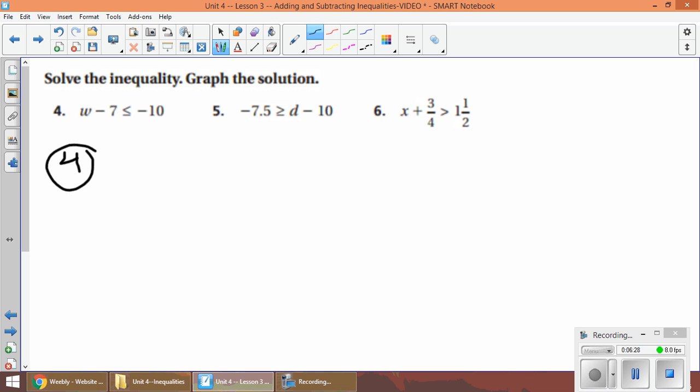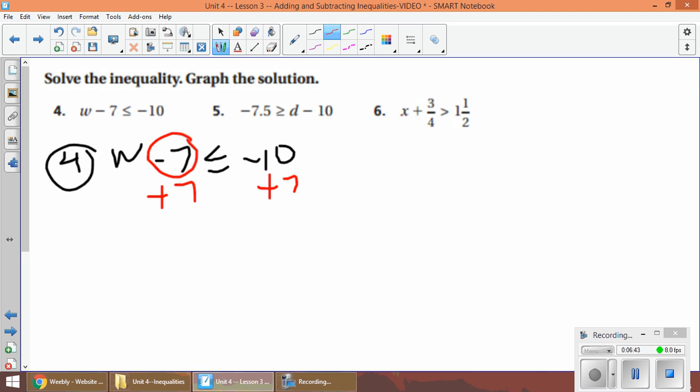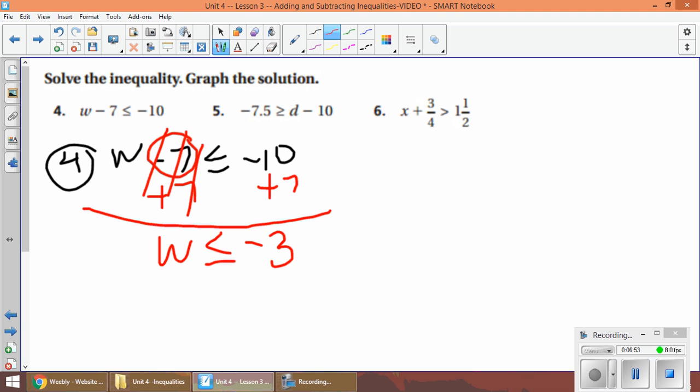So number 4, w minus 7 is less than or equal to -10. So what I want to do is isolate the variable. The opposite of subtracting 7 is adding 7. So the addition property of inequality, these cancel, leaving me with w less than or equal to -3.